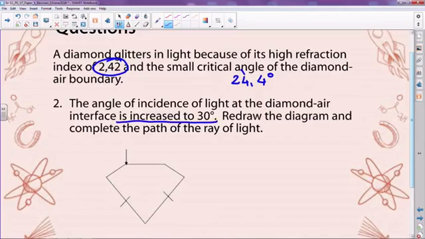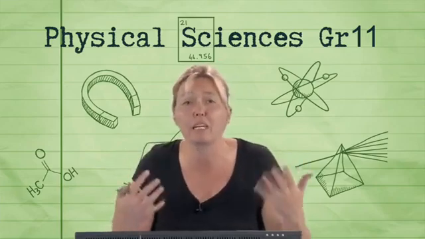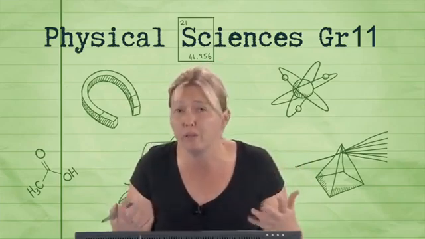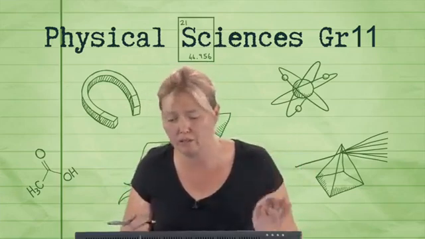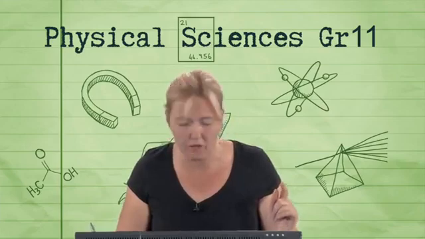So now I need to remember, what does greater than the critical angle mean? Okay, it gave us a particular reaction, if you want to think of it like that. It gave us a particular property, or something that happens when your angle is greater than the critical angle. Okay, so you need to redraw the diagram and complete the path of the ray of light.